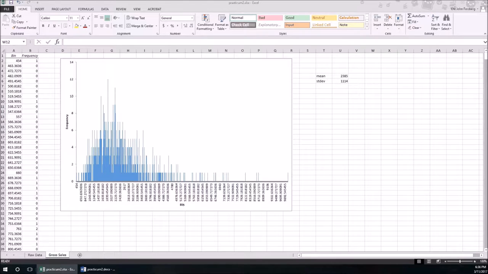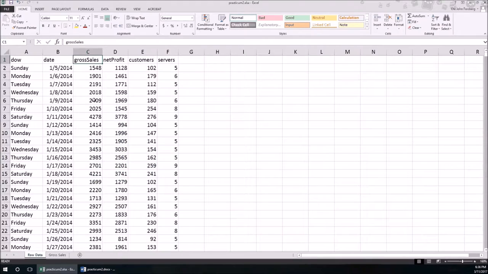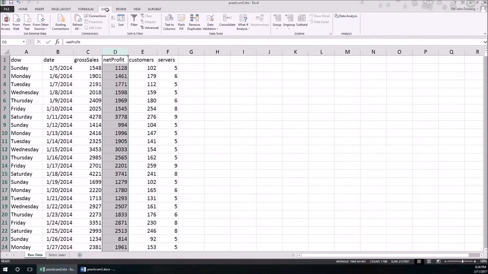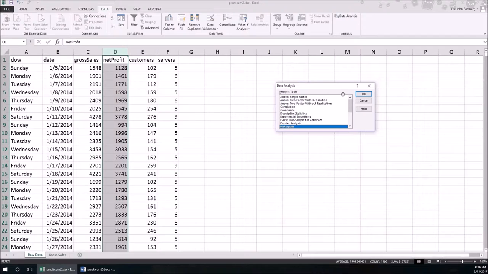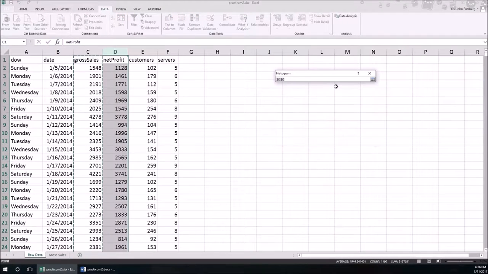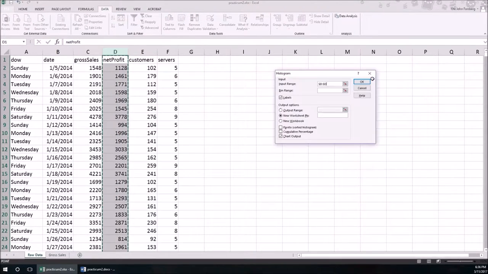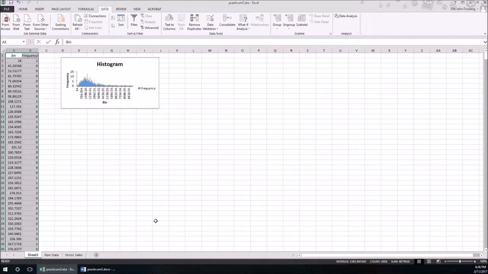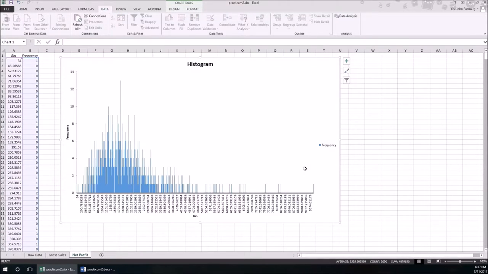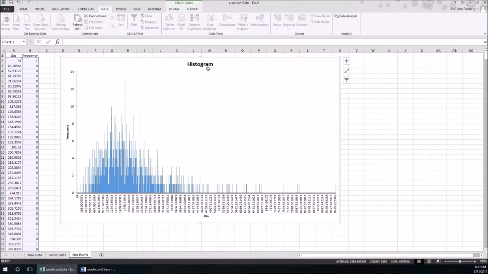Next is net profit. So again, data, data analysis, histogram. We're doing it with D instead of C. Everything else is the same. It's going to be net profit. And let's take a little gander at this. Again, net profit is a continuous variable. Therefore, it's going to be a uniform, an exponential, or normal.